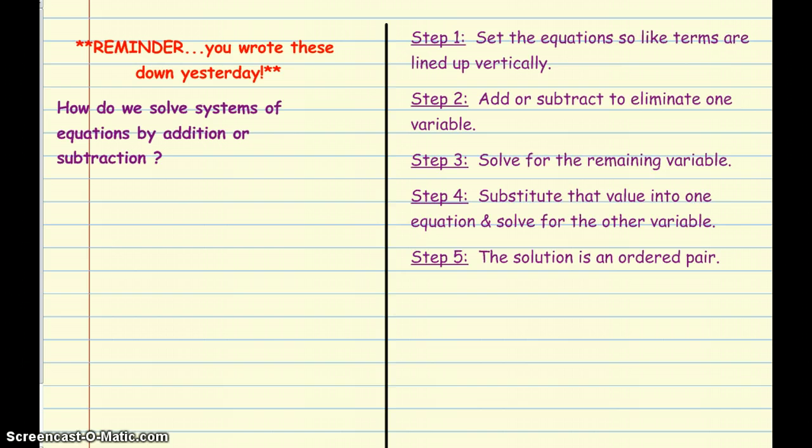The first step is you're going to set the equations so the like terms are stacked vertically. Step 2, you're going to add or subtract to eliminate one variable. Remember, we're going to add if we see opposites, and we're going to subtract if we see the same term. Step 3, we're going to solve for the remaining variable. Step 4, we're going to substitute that value into another equation and solve. And then step 5, we're going to write our solution as an ordered pair.